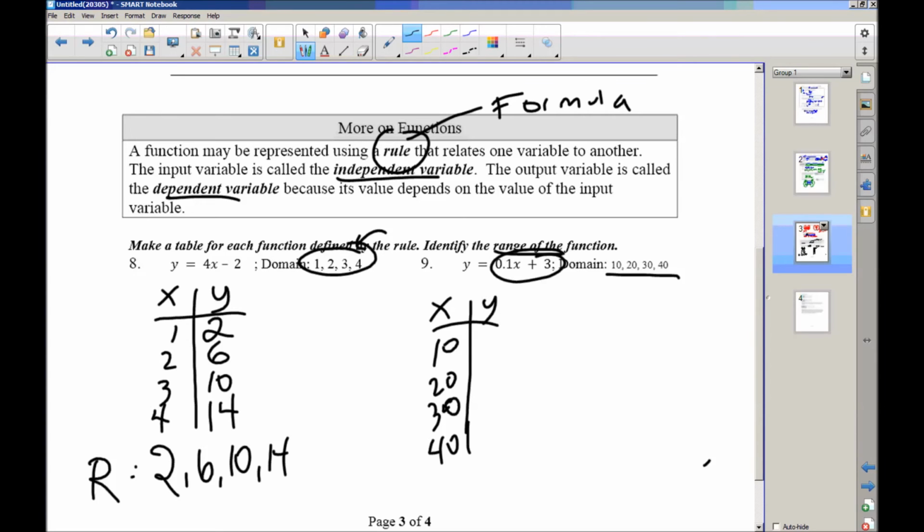So this will be 1 plus 3 for 4. I move the 20 decimal 1 place to the left, I get 2. 2 plus 3 would be 5. Then 3 plus 3 for 6, and 4 plus 3 for 7. Okay. So our range is the list of outputs again. So 4, 5, 6, and 7.